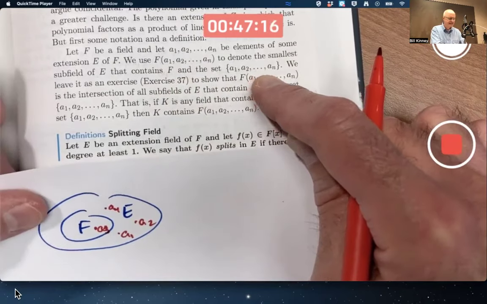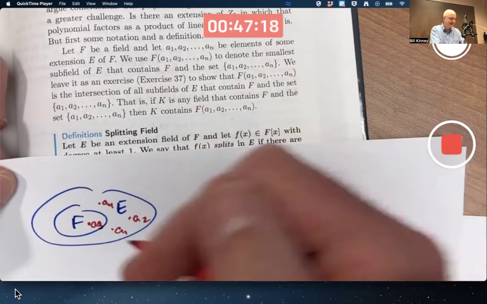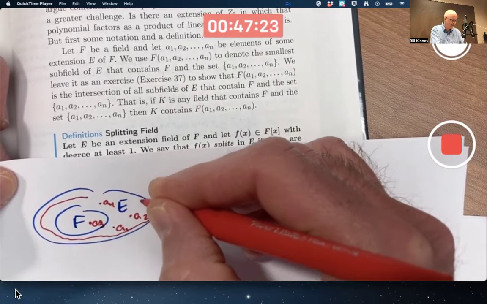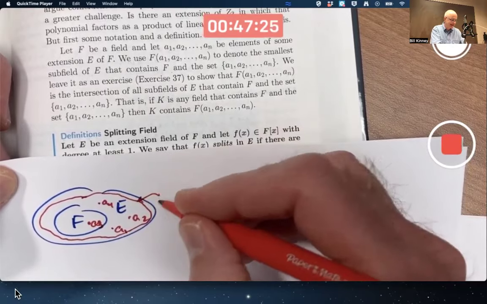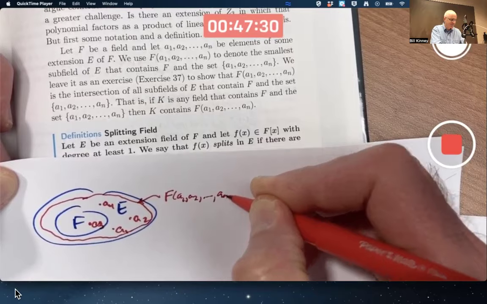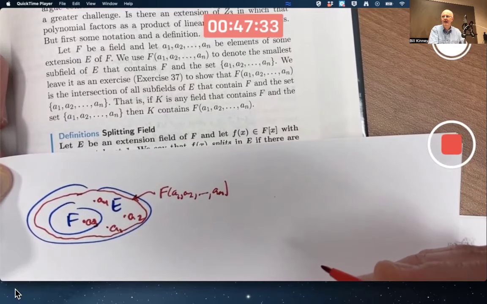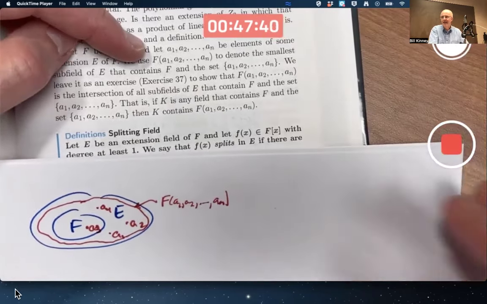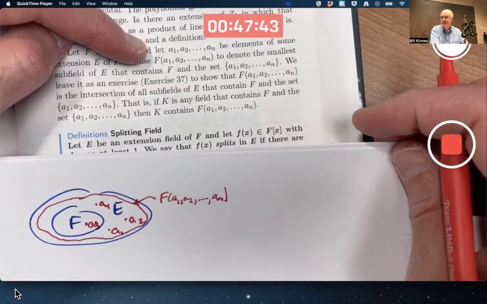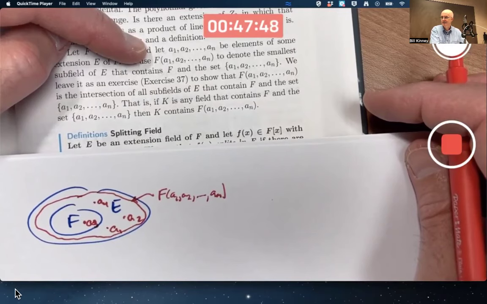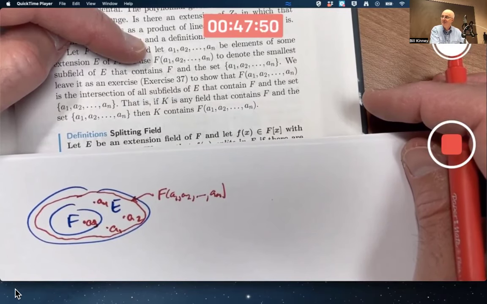Where is this thing in this picture? Who knows? But it contains F and it contains all the A's. Maybe it's here. Maybe that is F of A1, A2 through AN. Could be, if all the A's were in F, then this thing would actually still be F itself. It's possible it could be E itself. But in general, it's somewhere in between.